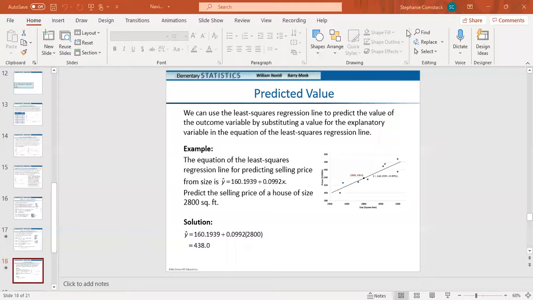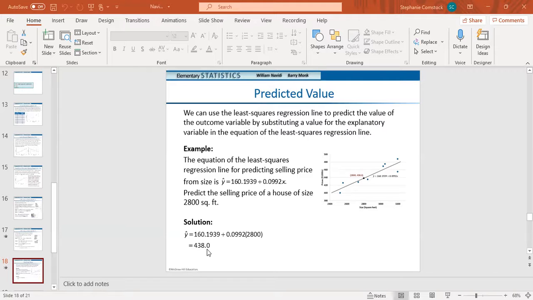Okay, so now we're going to talk about how to predict values using our line of best fit. The example they have been utilizing was the square footage and the price of the house. Now we are looking at how to put in values. For example, we did not have a 2,800 square foot house. So what they're doing here is giving us a square footage, which is an X value, and we're basically going to plug that in for X into the equation and then calculate out what that looks like.